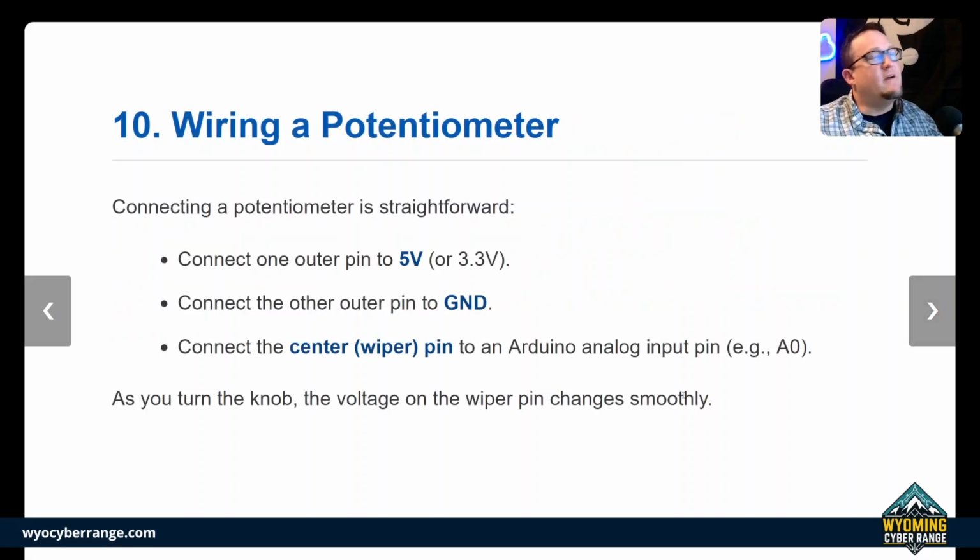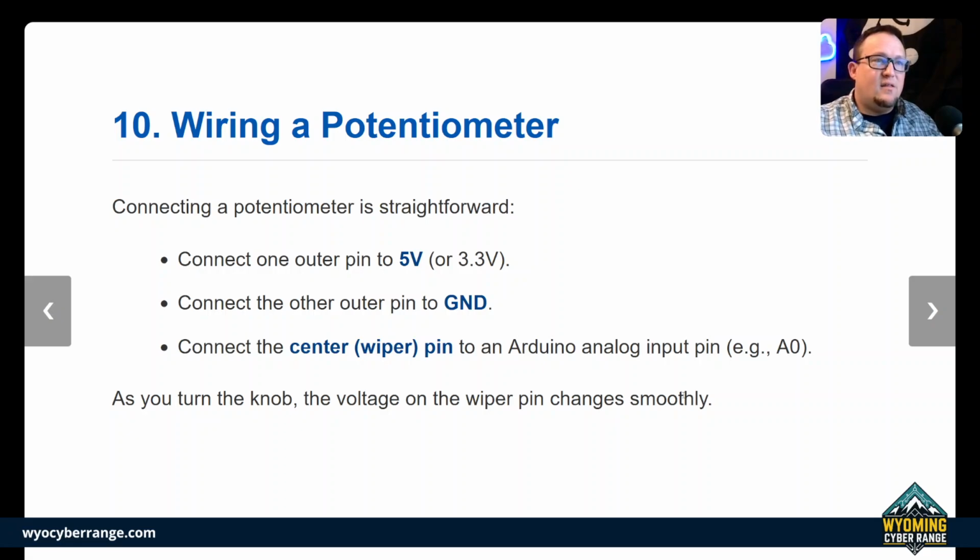Now, how do we wire in a potentiometer? There's always going to be the outer pin. It's normally either a 5 volt or a 3.3 volt, depending on the potentiometer. There's always going to be a ground pin. And then there's always the wiper pin. The wiper pin is whatever is coming in to the Arduino itself. So think of this as A0.